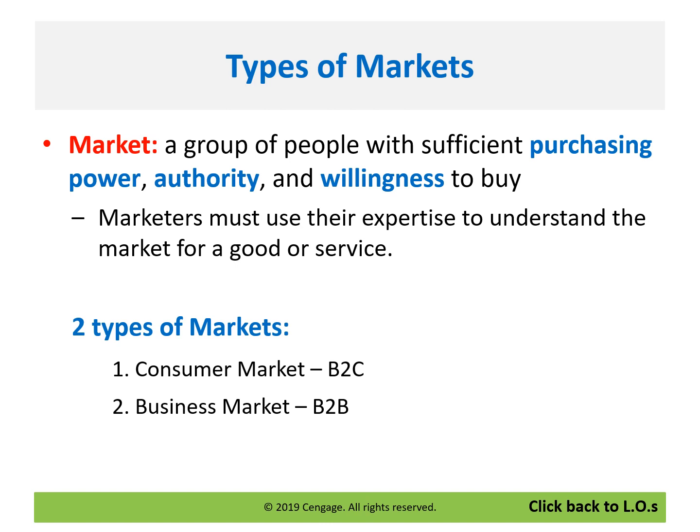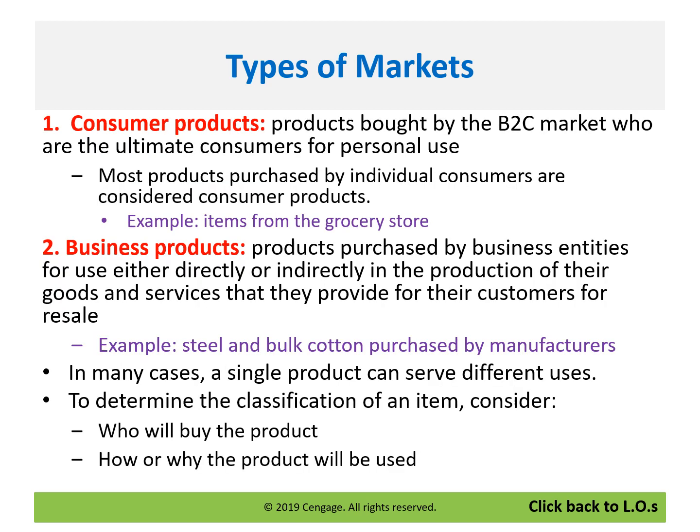The two types of markets are the following. First, the consumer market, or what is referred to as the B2C market. And second, the business market, or better known as the B2B market. Consumer products are the products bought by the B2C market, who are the ultimate consumers for their personal use. Most products purchased by individual consumers are considered consumer products. Examples are the items from the grocery store.